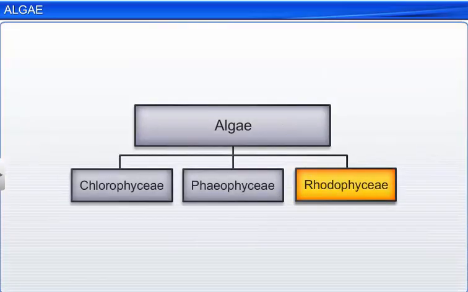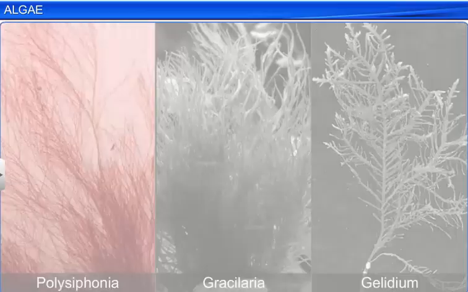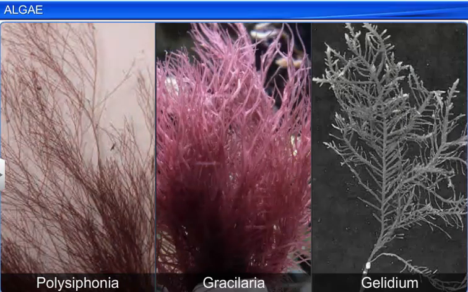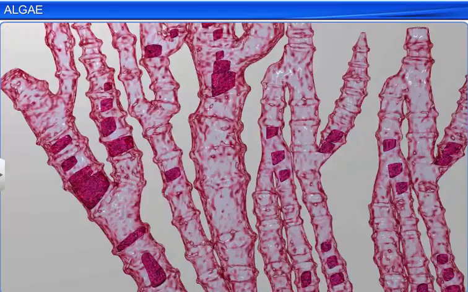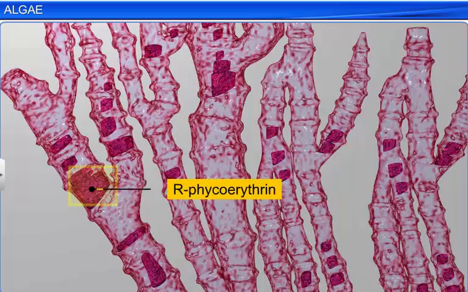Rhodophyceae is another class of algae whose members include Polysiphonia, Gracilaria, and Gelidium. The members are often called red algae. The red color is due to a high concentration of the red pigment R-phycoerythrin.